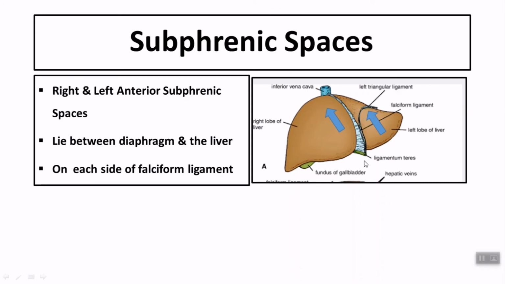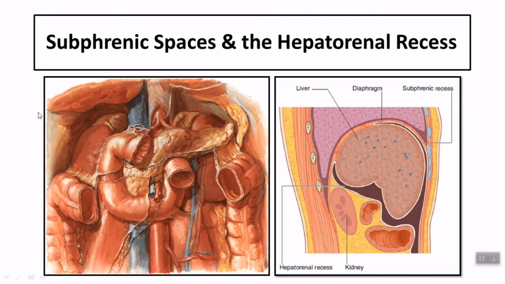So the falciform ligament is between the right and left anterior subphrenic spaces. The hepatorenal recess, from its name, lies between the right lobe of the liver and the right kidney.